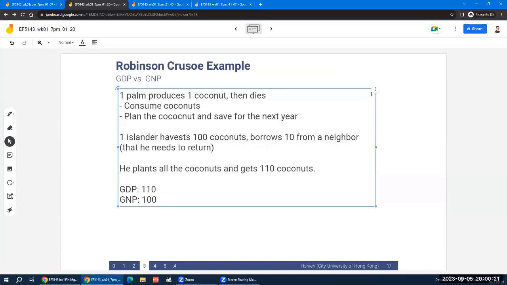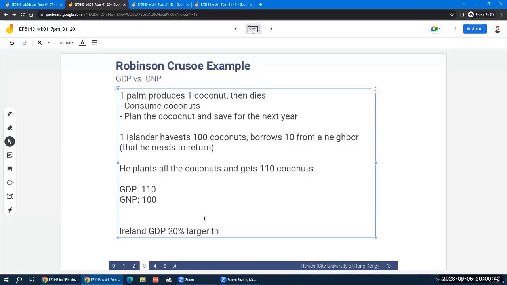So this is a very, very simplified example. There are, of course, famous examples in real life where the difference between GDP and GNP is vast. The example that's typically given is Ireland. You can check yourself. Just Google Ireland's GDP versus GNP, and you'll see that Ireland's GDP is 20% larger than its national income.